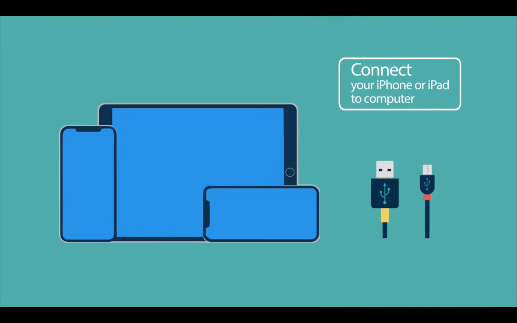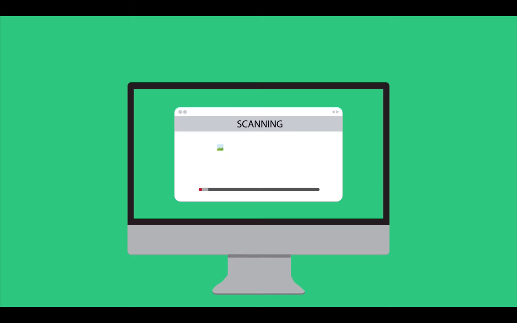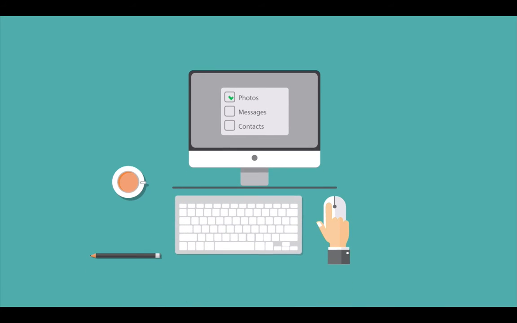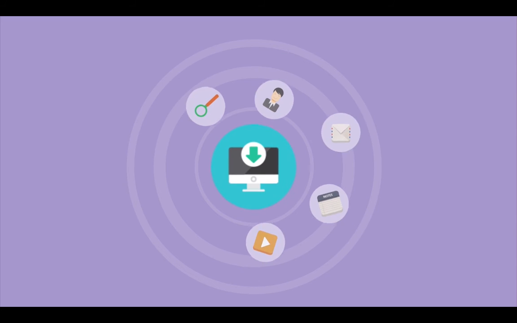Connect your iPhone, iPad or iPod Touch with the computer via USB cable. After your device is detected, click Start Scan and the scanning process will start. Choose Photos, Messages and Contacts and click the Recover button. The checked files will be exported and saved in your computer.